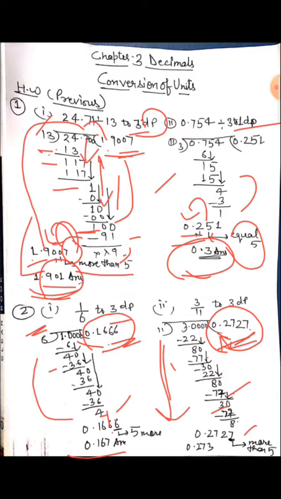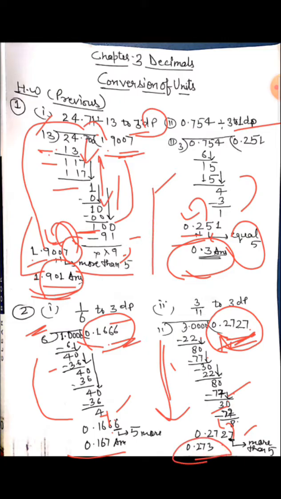After the decimal, 2727, how many digits are here? 4 digits. And what is the fourth digit? 7, and 7 is more than 5. Then we add 1 to the previous digit, the second last digit, which was 2. Then the answer will be 0.273 up to 3 decimal places.